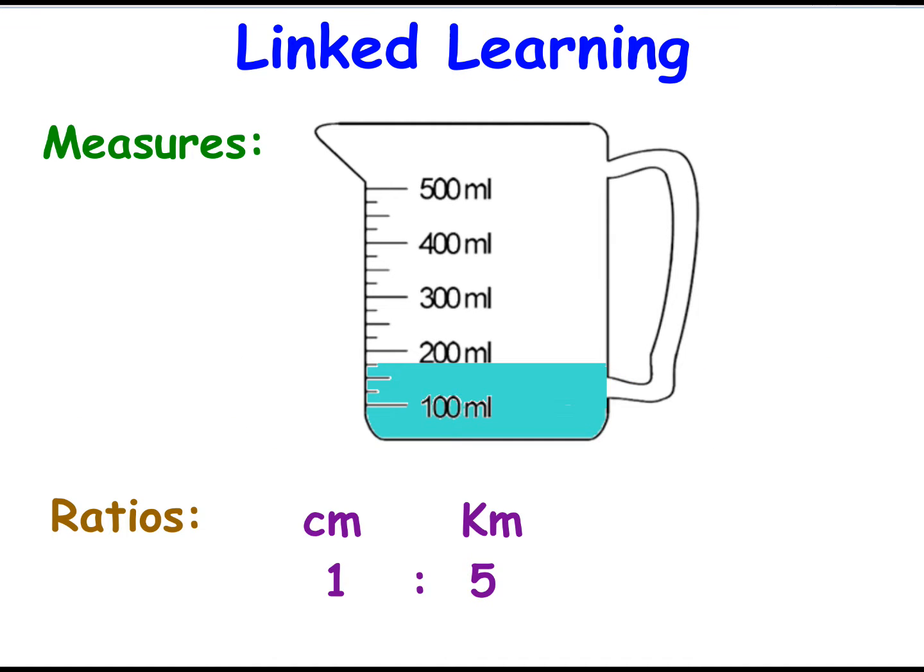Our linked learning refers back to measures, where we used scales to take readings off various things like rulers and jugs. So on this jug here, the process was: look at the big gap, which is 100 millilitres, and then divide it by the number of small steps, which was 4. So each small step is 25 millilitres. So this jug here has a reading of 175 millilitres.